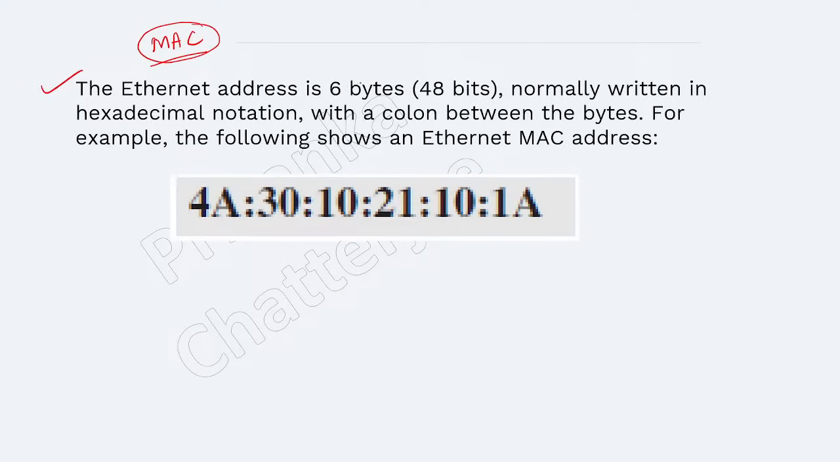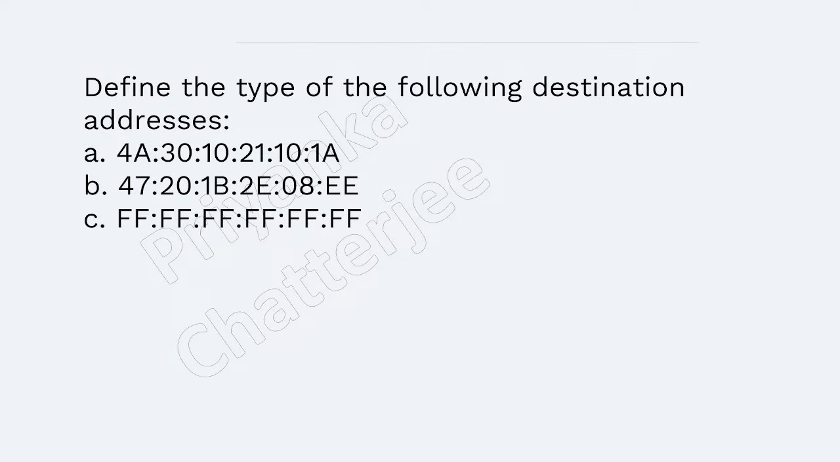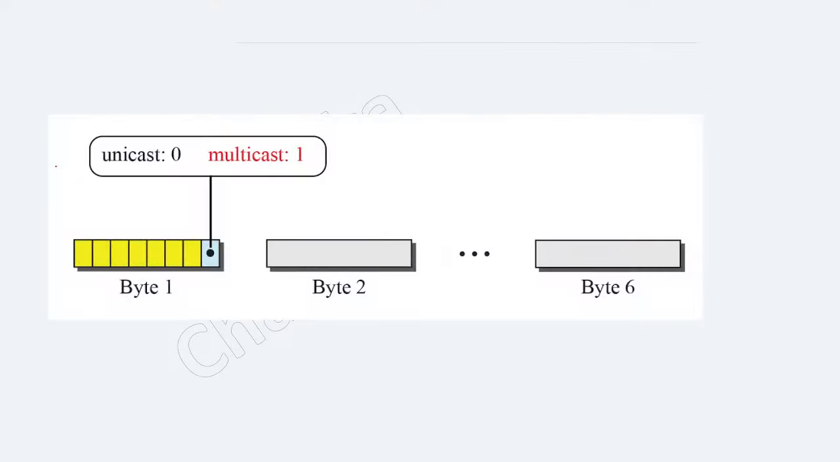The Ethernet address is normally a 6 byte or 48 bit number, normally written in hexadecimal notation. You can see this is the way we write any Ethernet number. Here is a question: define the type of the following destination addresses. These are some addresses, written this way.